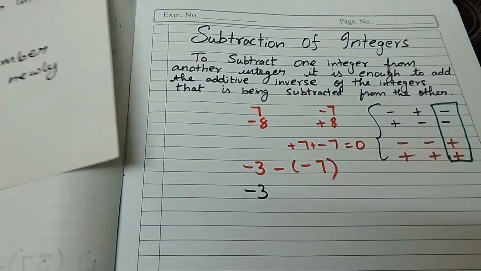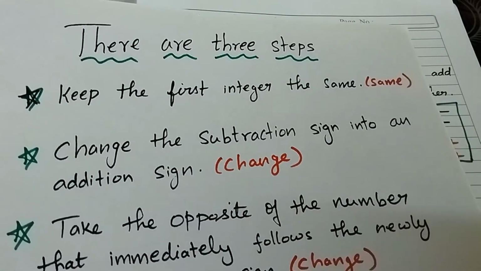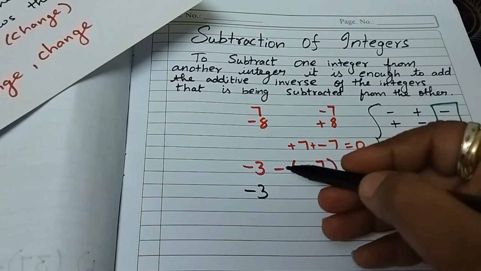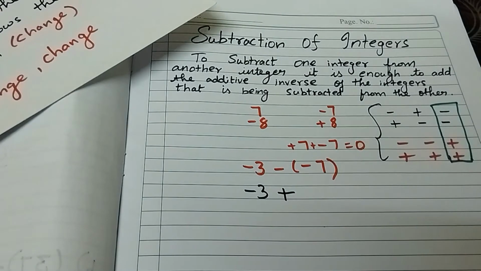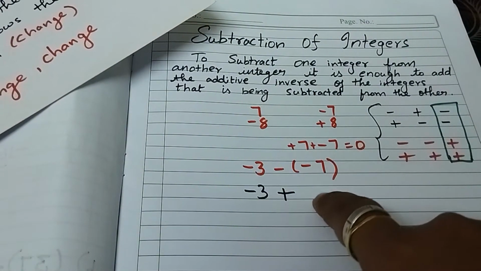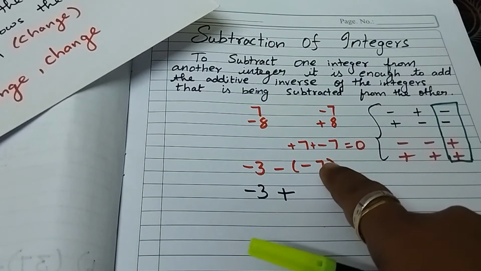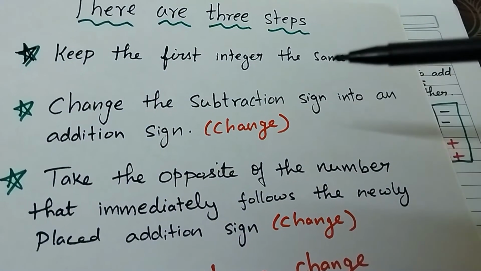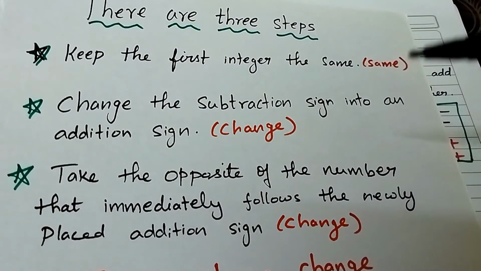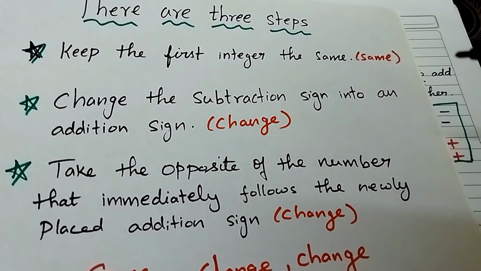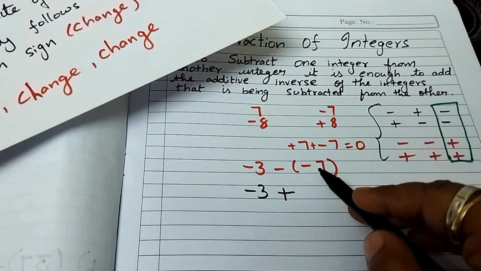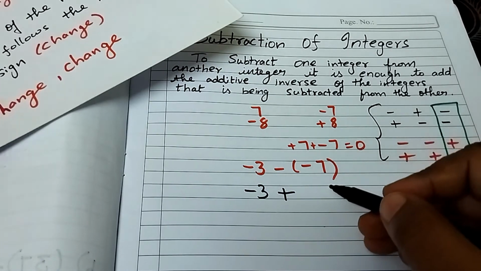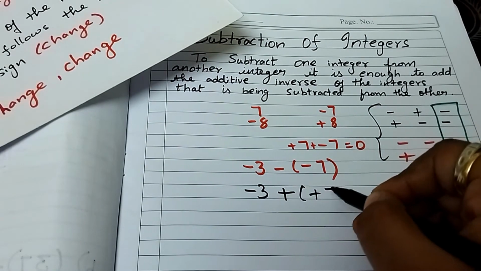Now, what is the second rule? Change the subtraction sign into an addition sign. So first same, then change. What is the additive inverse of minus 7? That is your third rule: take the opposite of the number that immediately follows the newly placed addition sign. After the addition sign, what number is there? Minus 7. Take the opposite of minus 7. That is the additive inverse, right? It is plus 7.